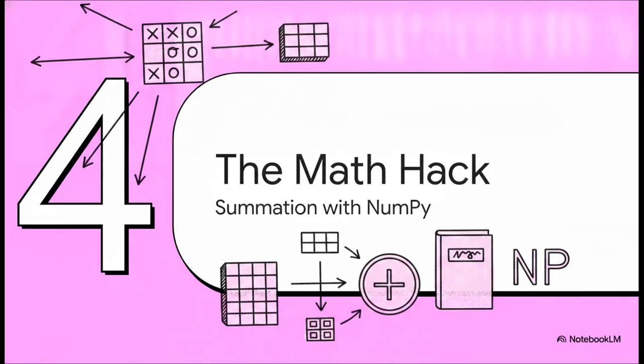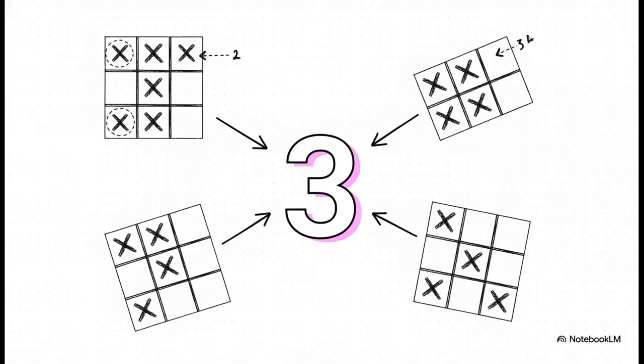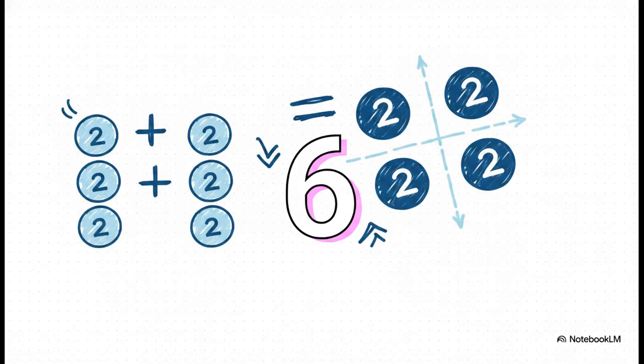Section 4. The math hack, summation math with NumPy. Checking every single winning combination manually with standard if statements is beyond tedious. So instead, we're going to unlock a bit of a secret language using the NumPy library to calculate vector sums. Since player X's tokens are represented by the number 1, getting 3 in a row horizontally, vertically, or diagonally means the mathematical sum of that line hits exactly 3. On the flip side, since player O is represented in our matrix by the number 2, if O gets 3 tokens in a straight line, it instantly totals 6.